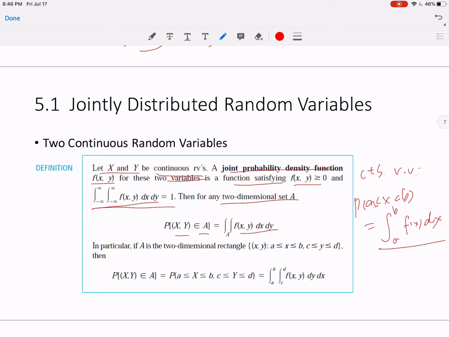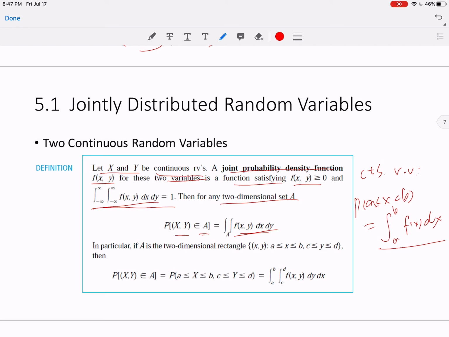So the same thing here. If we want to find the probability that the pair is in the set A, we have to do the double integration of f of x, y, dx dy, because there are two random variables, and that's why we need to integrate it twice, with respect to x one time and then with respect to y one time.